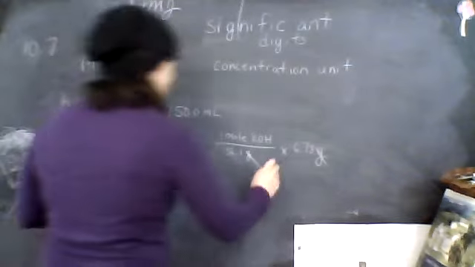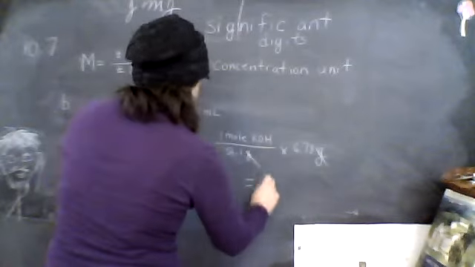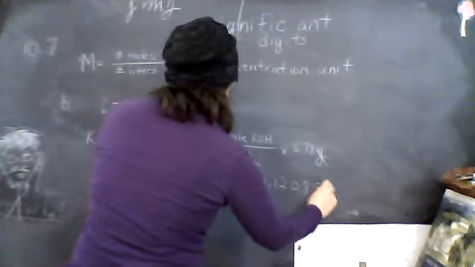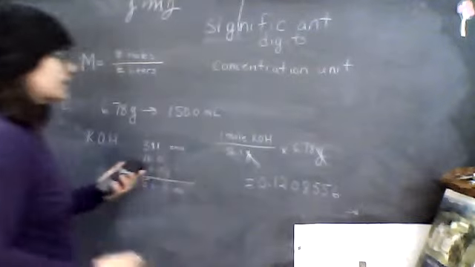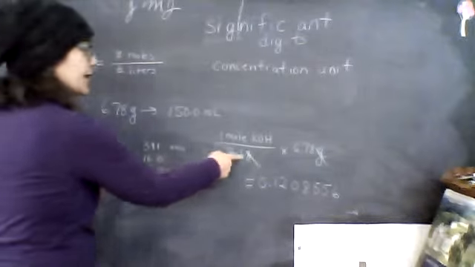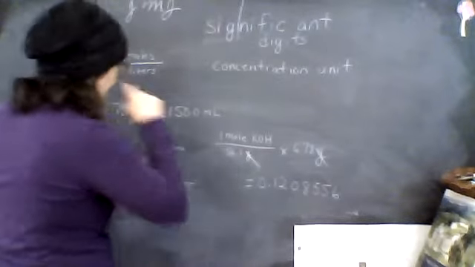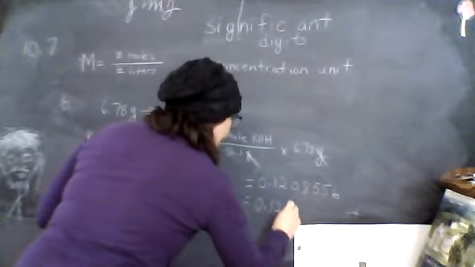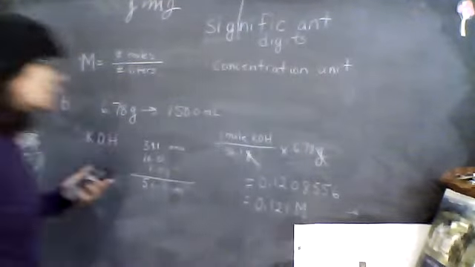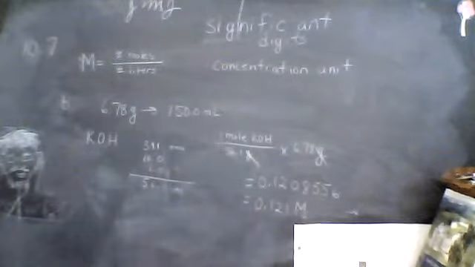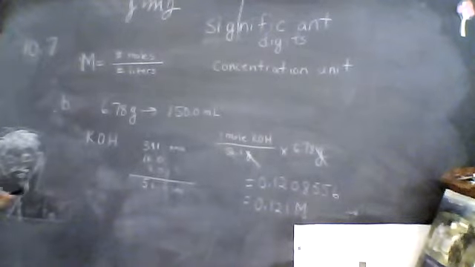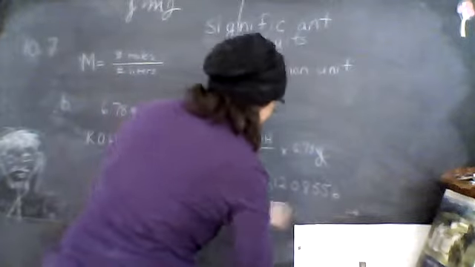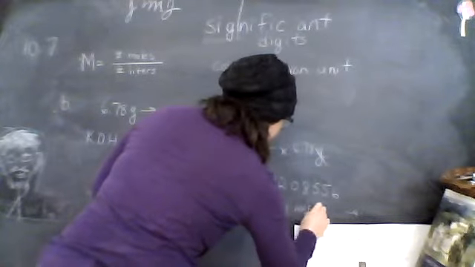So that gives us 0.1208556. Okay, so that's obviously too much. We have 3 here, so we can have 3 figures. So we're going to say 0.121 moles. Okay. So now we know how many moles. Sorry, I'm writing a big M like it's molarity. It's not. Excuse me. This is moles.